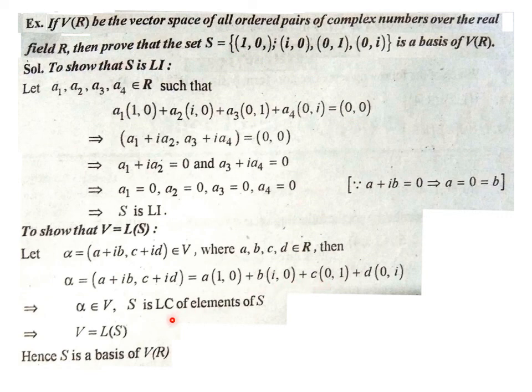That's how we can say that S is spanning, that is, all elements of V are linear combinations of elements of S. So V equals L(S). Then both the things are proved: S is LI and V is L(S). That's how we can say that S is the basis of V(R).